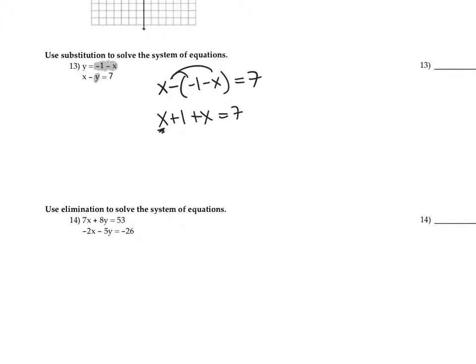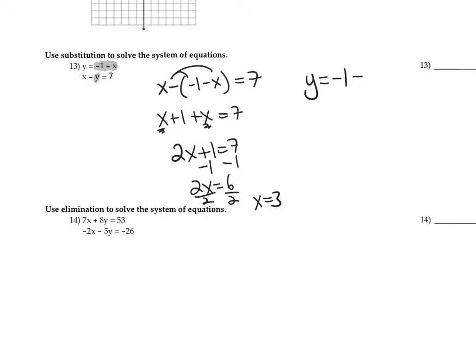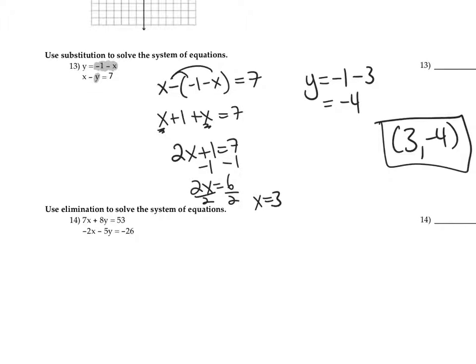I'm going to combine my like terms. x and x gives me 2x plus 1 equals 7. I subtract 1 from both sides. 2x equals 6. I divide by 2 and x equals 3. Once you know your x value, you can go back to find your y value. So y equals negative 1 minus x, but I'm going to replace x with 3. So y equals negative 4. That means my answer is the point 3, negative 4.